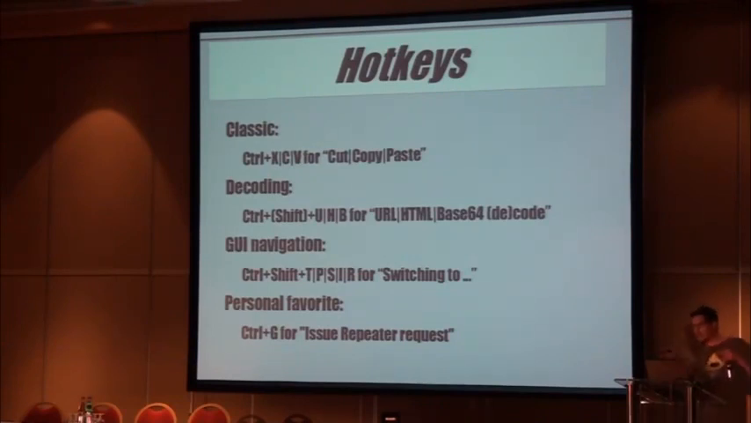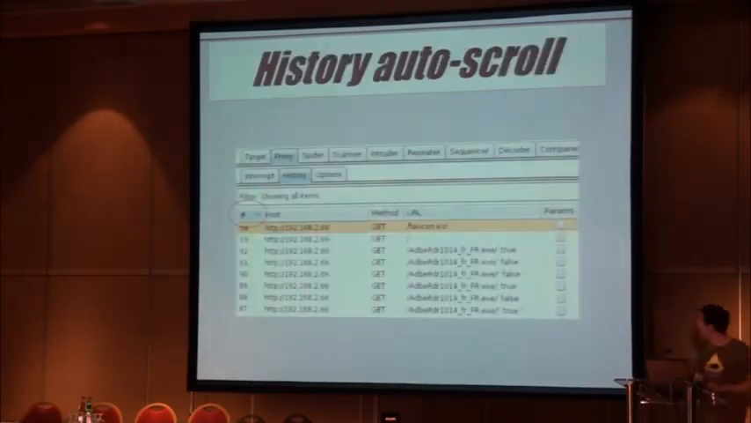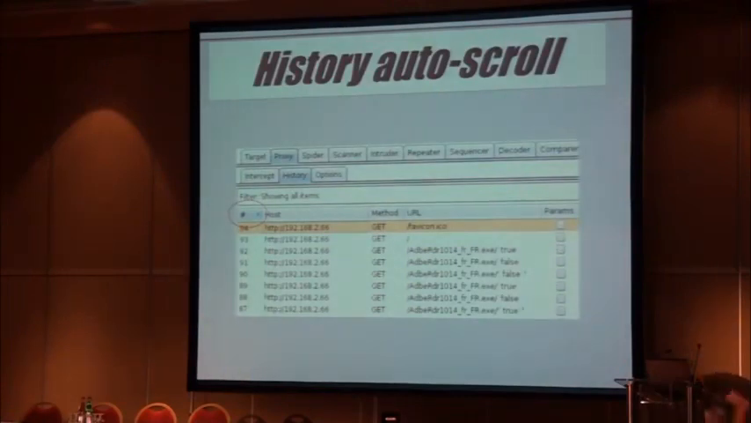And my personal favorite is issue repeater request. It's not defined by default, but if you are in a repeater, you are typing on your keyboard in order to sync to what you will do, and then you need to take the mouse, go to the go button, and go back to your text field for the next request. It's very inefficient, so you define this shortcut, and you can keep your focus on the text box and press Ctrl-G every time you need to test this specific request. So this is very, very useful, at least in my opinion.